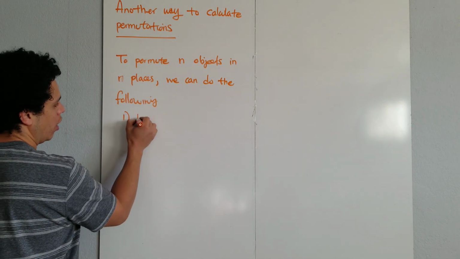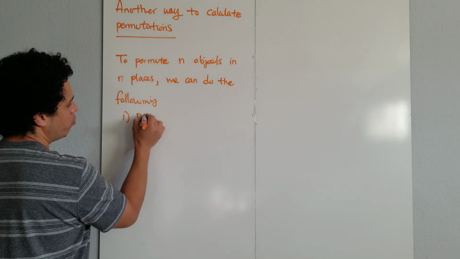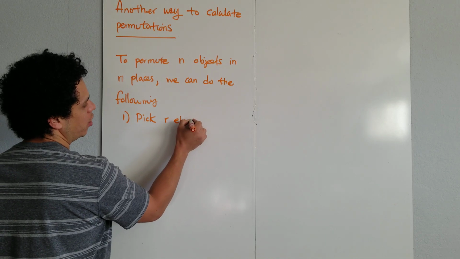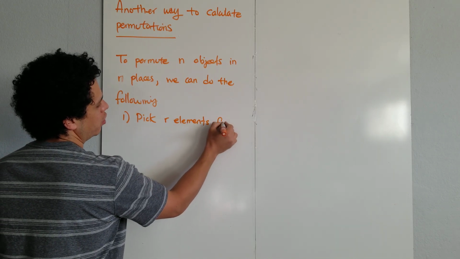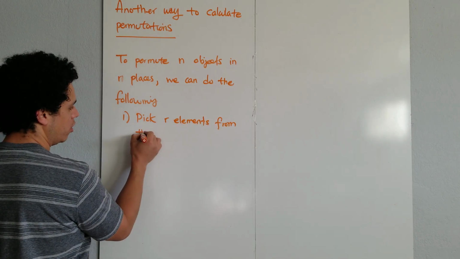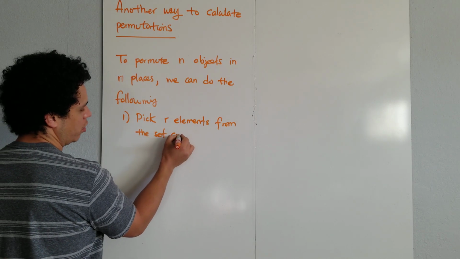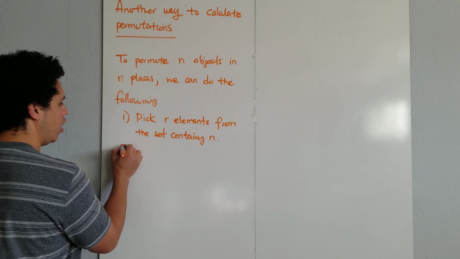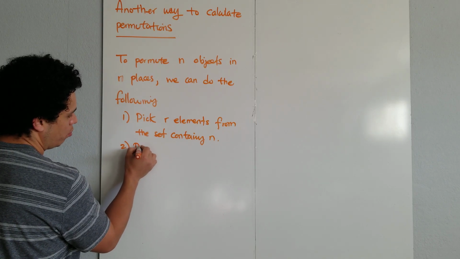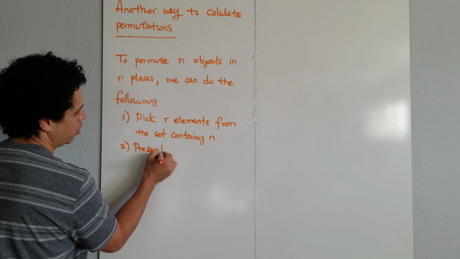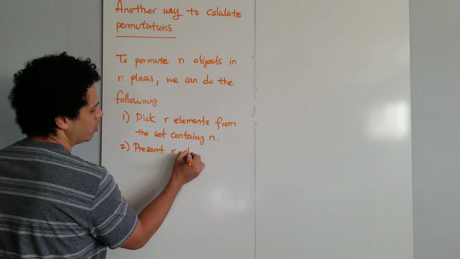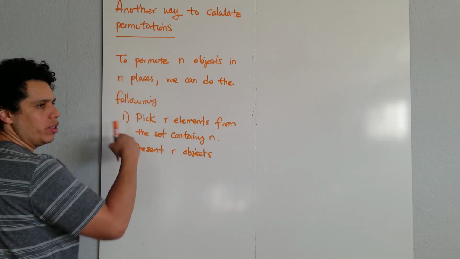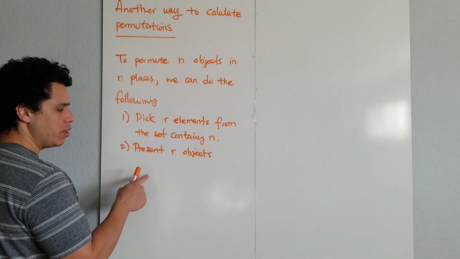First, pick r elements from the set containing n, and then present our objects. Now, we can do this in any order, so the multiplication principle applies.